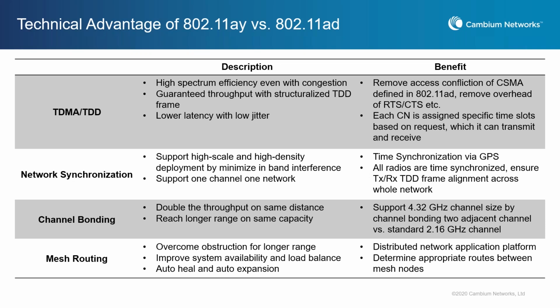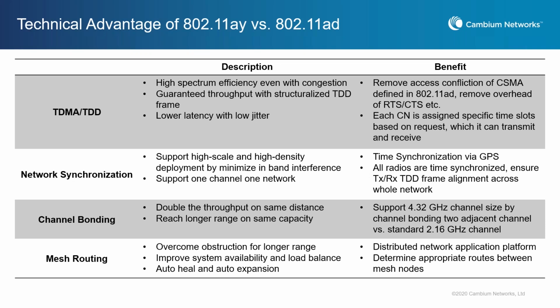This also means you can reach a longer distance if you want to reach the same capacity as on the narrower channel, the 2.16 gigahertz channel. So that gives a lot of advantage for higher capacity. More than that, we talk about TDMA, network synchronization, and channel bonding.